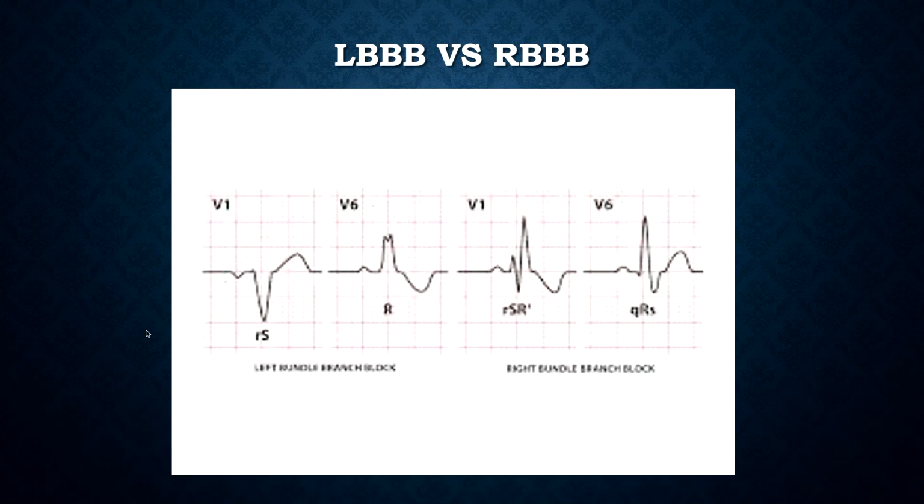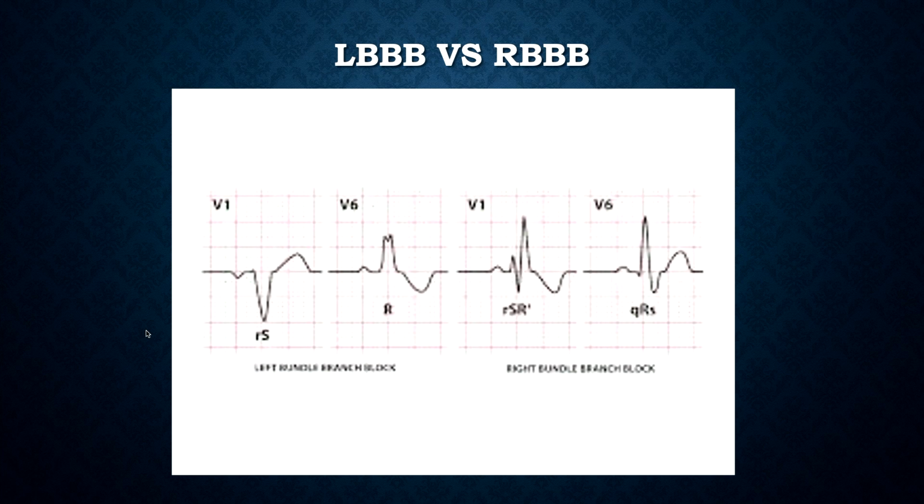So real quick, I want to show you this slide. This slide is pretty classic to differentiate your right bundle and left bundle. And I know I'm jumping a little ahead with this, but if you look at V1 for a left bundle and then you look at your V1 for the right bundle, you can see they look obviously different. Your right bundle has those two bunny rabbit ears, which we call the RSR. Your left bundle has that deep S wave.